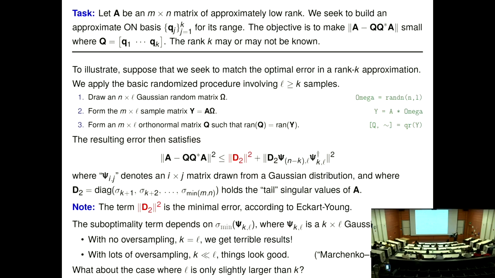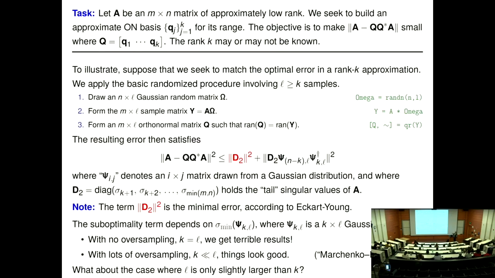It's a diagonal matrix that contains the tail singular values. So if this guy is large, we cannot expect to get smaller. We cannot possibly get smaller than that. And this term represents the suboptimality we're getting. If this term is large, then the algorithm performs poorly compared to the best possible outcome. And if this is small, then we're doing very well.